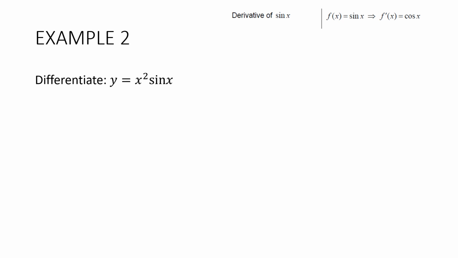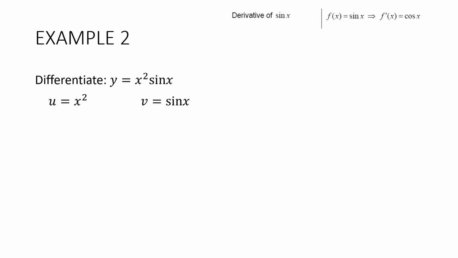Our second example, differentiate y is equal to x squared sine x. So again, I'm going to split that up. I'm going to let u equal x squared and v equal sine x. Now I'm jumping the gun a little here because we haven't done derivatives of trig functions, but the derivative of sine x is cos x. And this is an example where we can't do this any other way but to use the product rule. We can't expand it. So it's a nice example for you to see.